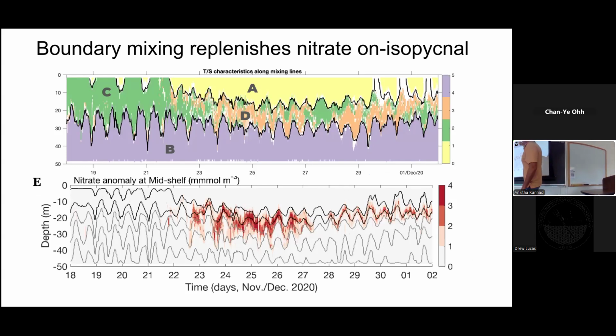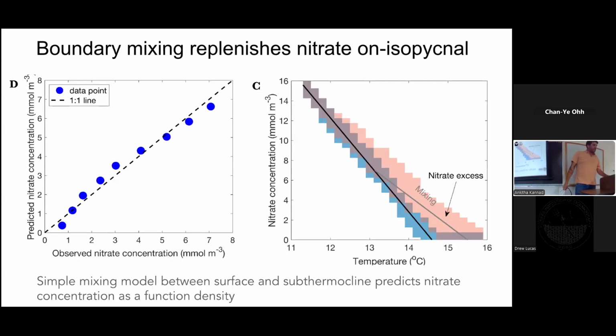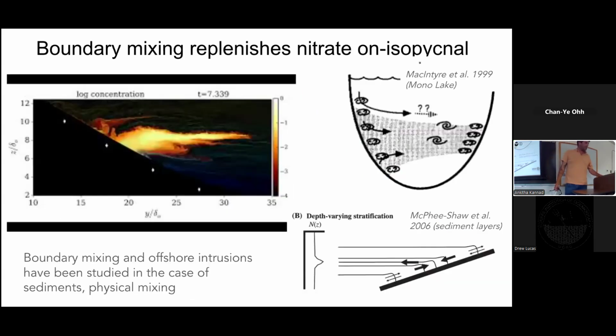So basically what I'm saying here is that the TS diagram tells us that this water D that wasn't there before is a mixture of B and A. And the D shows up when we see the high nitrate anomaly. And that creates, this is a nitrate concentration versus temperature, which is a way that people look at it. That creates an excess of nitrate in this temperature and salinity class that wasn't there before, because this water is newly ventilated. It's a newly created mixture of surface and subsurface. It has not yet had the nitrate taken out of it by non-conservative processes.